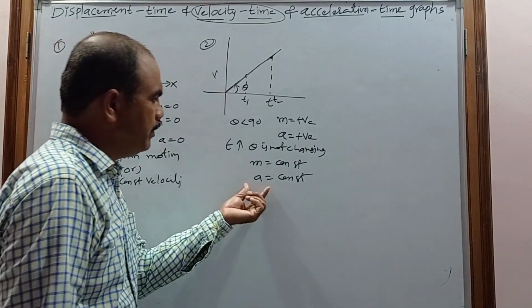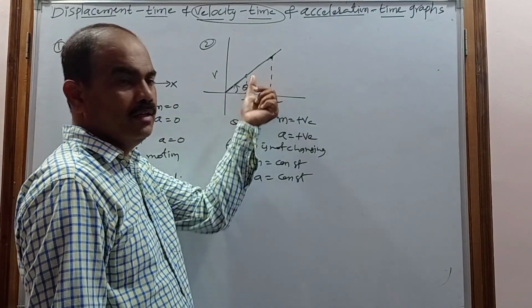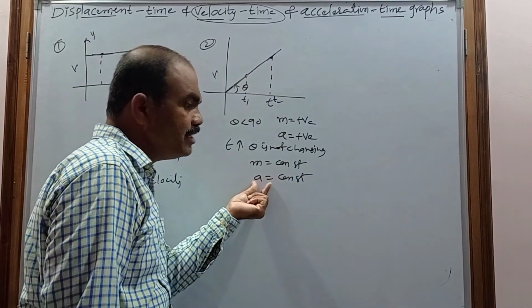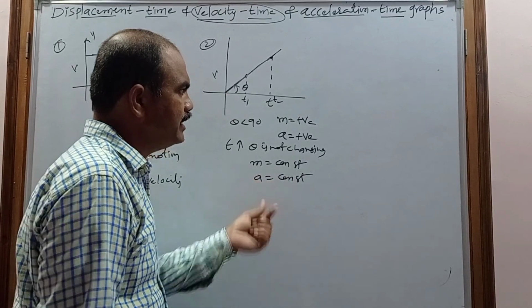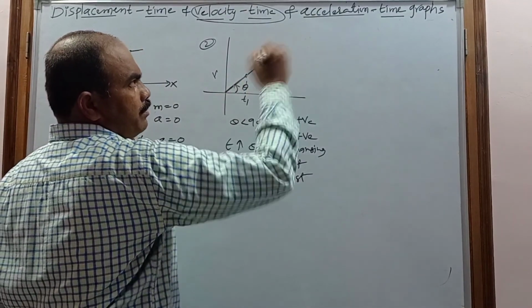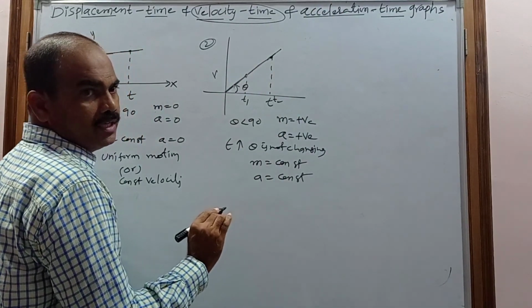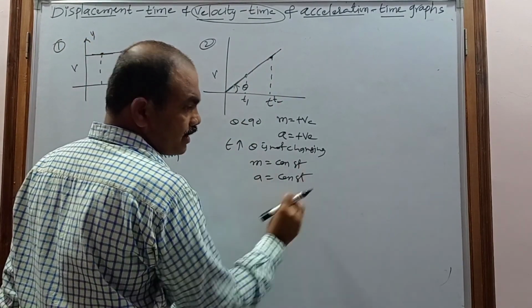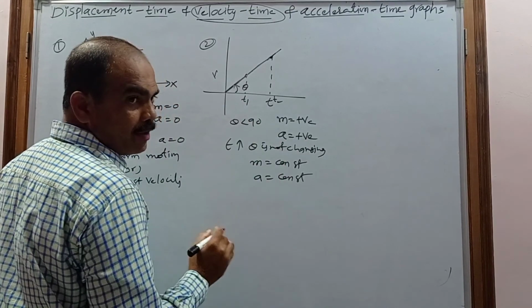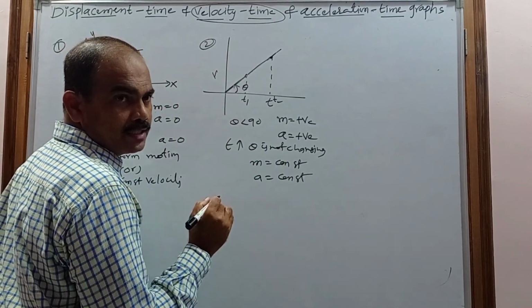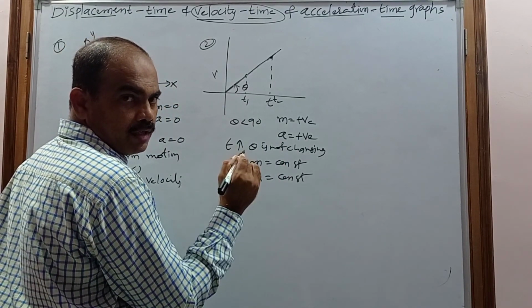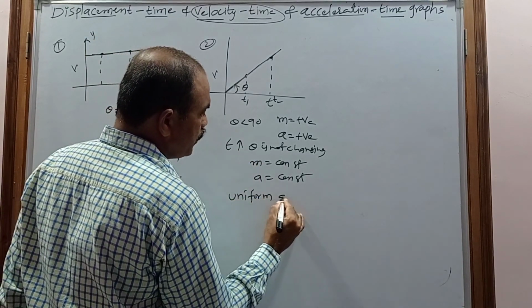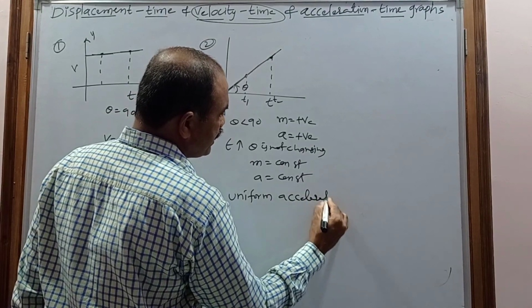And this graph can represent what? This is nothing but a body having motion with what? Constant acceleration. But the velocity will be changing. In the previous one, velocity is not changing. In this one, velocity will be changing, but the acceleration is constant. So that's why this graph can represent which type of motion? Uniform accelerated motion.